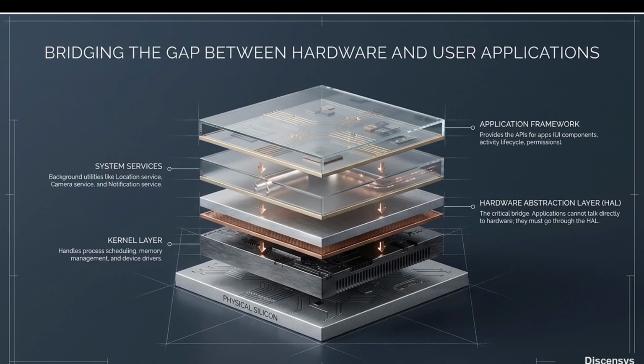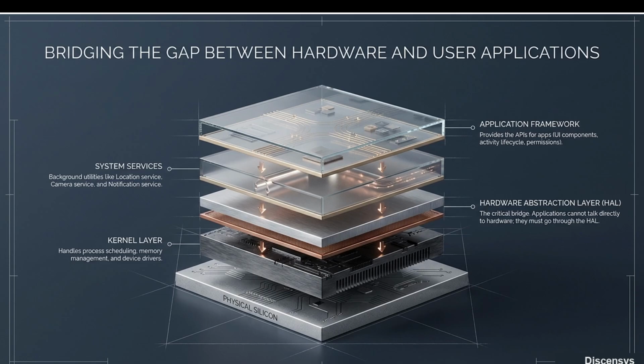Bridging the gap between hardware and user applications. After the physical layer, we have the kernel layer. You can look at it from the bottom to the top. First, we'll go with the kernel layer. The kernel, which is a core part of the operating system, handles process scheduling, memory management, and device drivers. Device drivers in the sense like the Wi-Fi driver, Bluetooth driver, etc.